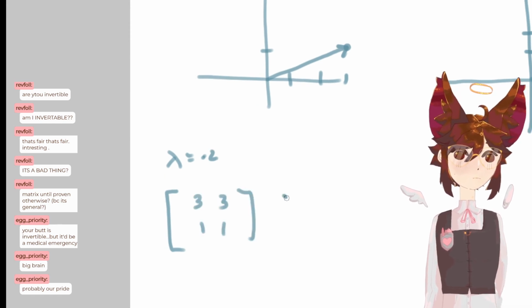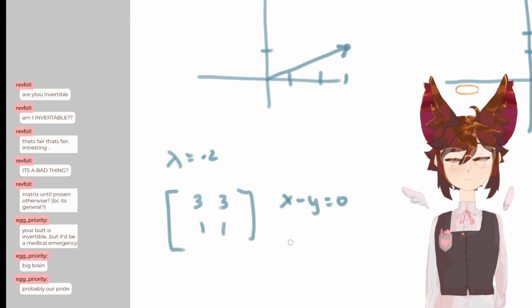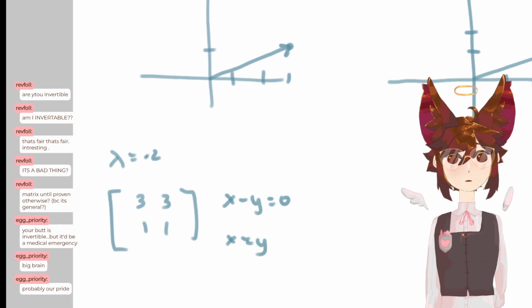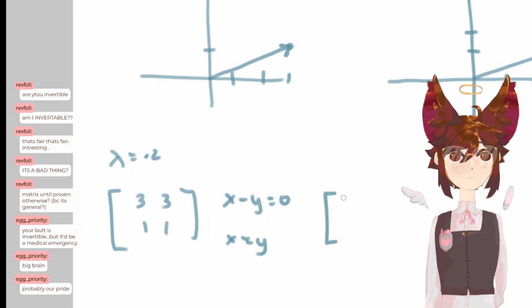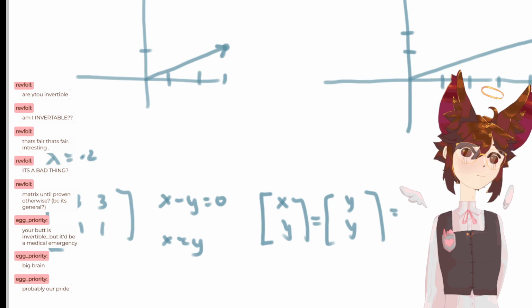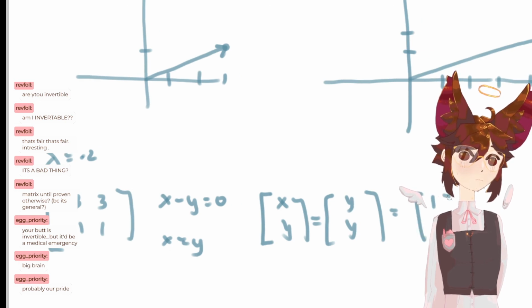So that means our x minus y will equal 0, because we're looking for the null space, remember? x equals y. So that will be 1, 1, or x, y goes to y, y, or x, x. So that is 1, 1 times y. So this is our eigenvector 2.